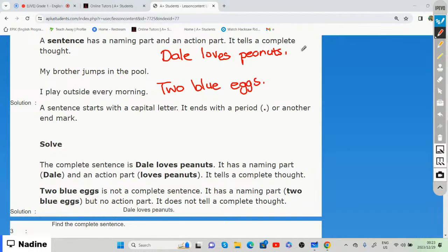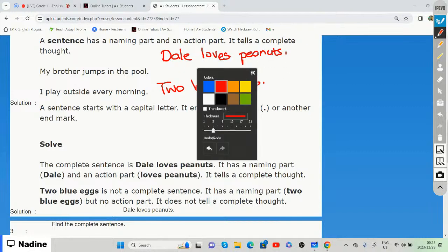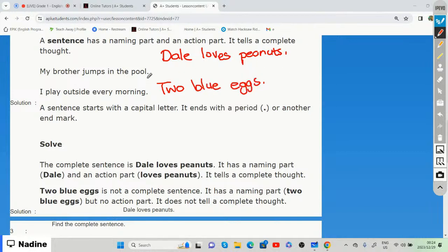All right, so now if we look at these two sentences, which one of these sentences do you think is a complete sentence, and which one do you think is a fragment, a sentence fragment? The first one says, "Dale loves peanuts." And the second sentence is, "two blue eggs." So "Dale loves peanuts" and "two blue eggs."